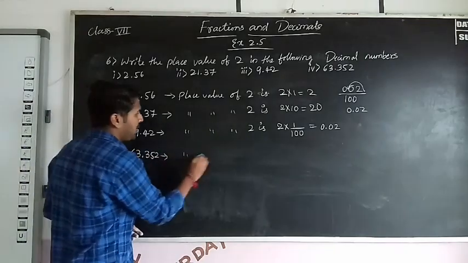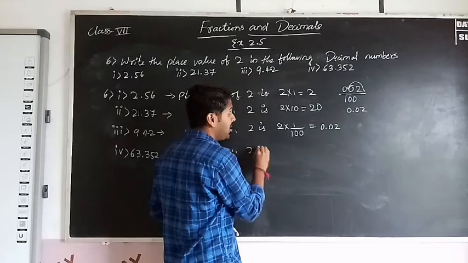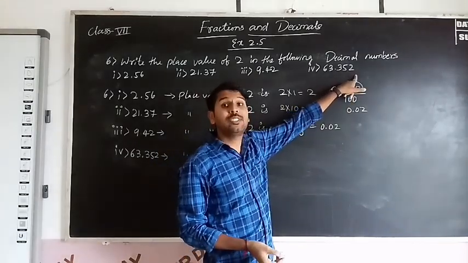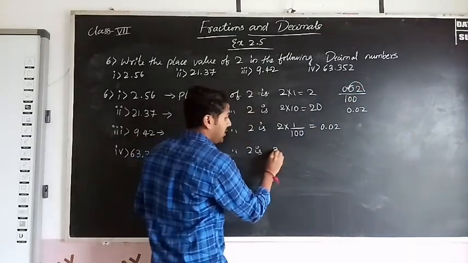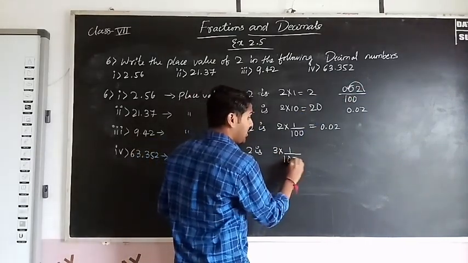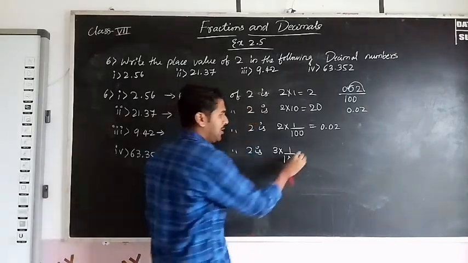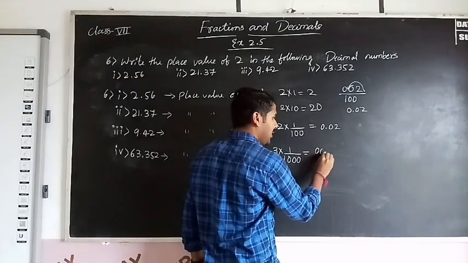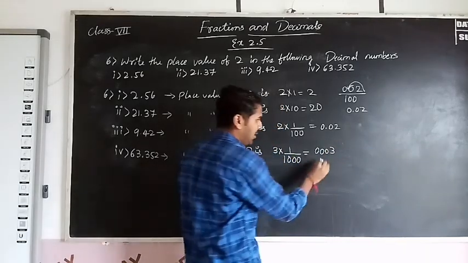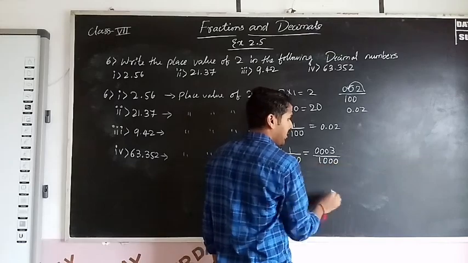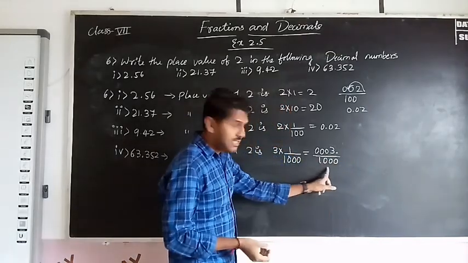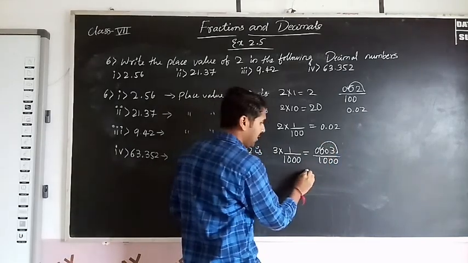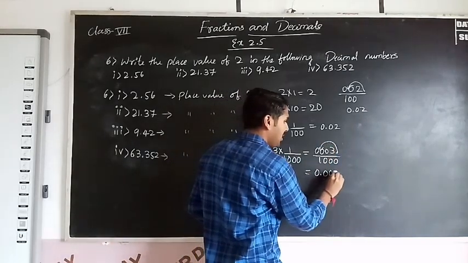63.352. So place value of 2 is, so here 1 by 10, hundreds, thousands. So 2 into 1 by 1000. So here how many digits? 3 digits. So first write down 3 digits, zeros extra, divided by 1000. So here decimal number is here. 3 digits means shifting to the left side by 3 places. So what will be the answer? 0.003.